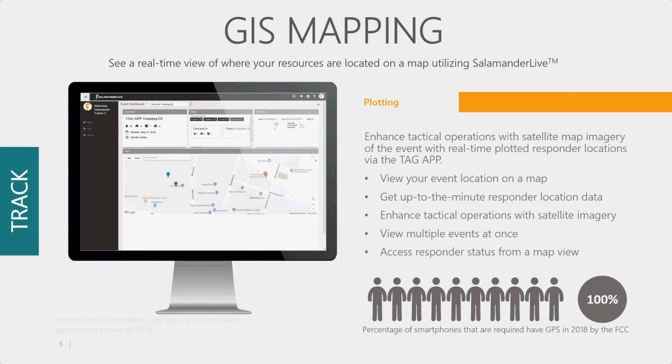So when you check in through the TAG app, there's going to be a blue pin that's going to display on the GIS map that we just saw in Salamander Live. Each time your device moves, I want to say more than 50 meters, which is about a quarter mile, 0.3 miles, Salamander Live will update their location on the map. If you click on the pins, it's going to give you additional information.